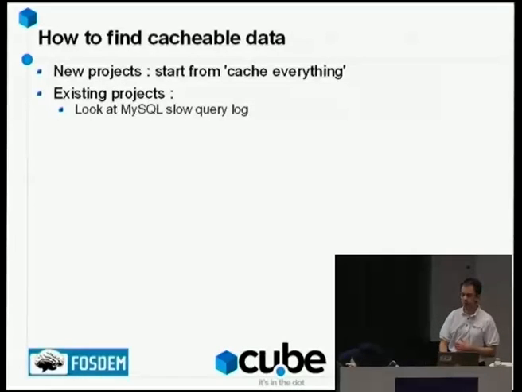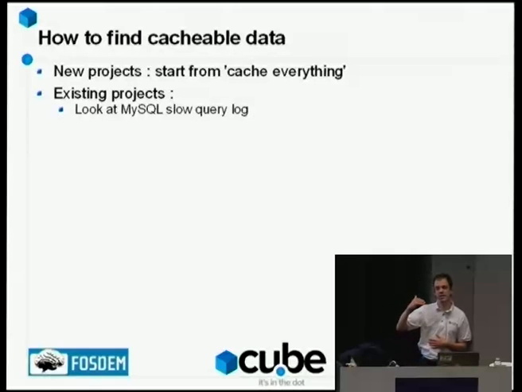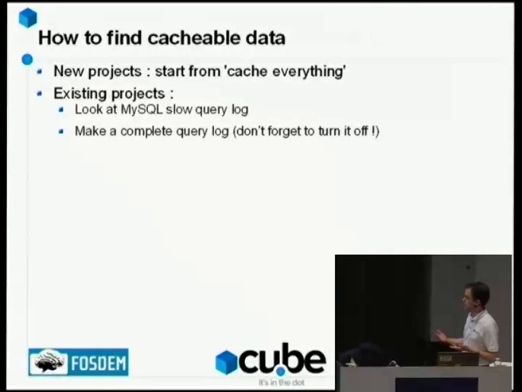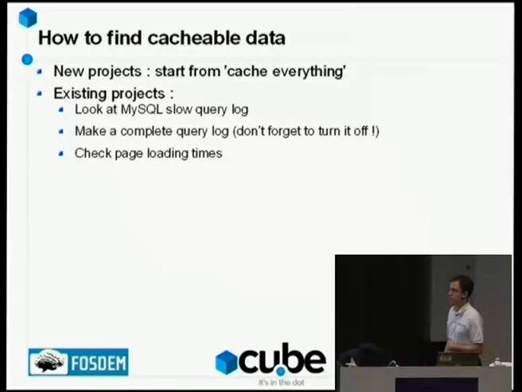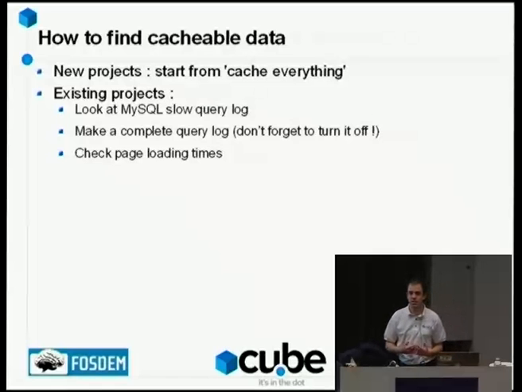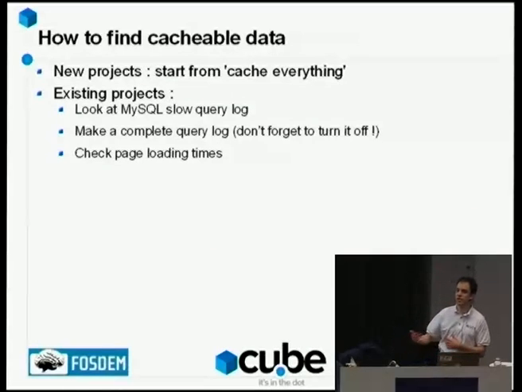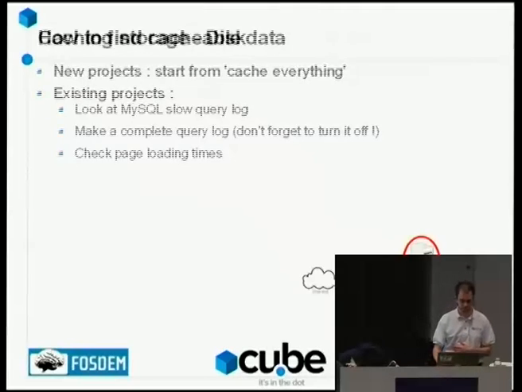For existing projects, there's a couple of things you can do. If you use MySQL, and there's a lot of other database servers that have similar features, MySQL has a slow query log, which lists which queries take more than a certain amount of time. Those are usually queries that are very useful for caching. You can take a complete query log dump, which lists all the queries. Don't forget to turn that off, because it will not only generate huge files, but it will also cause a lot of disk writes, which will slow down everything. Or you can just check page loading times. If there's a page that takes a lot of time to process, possibly it's due to the fact that it's waiting for data, and maybe that data can be cached.